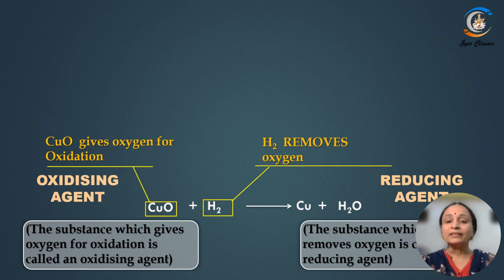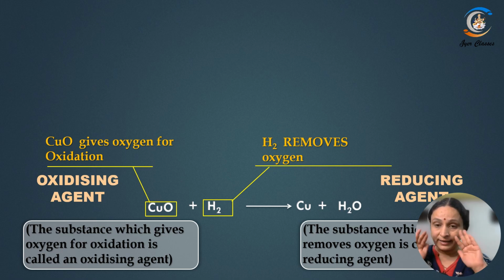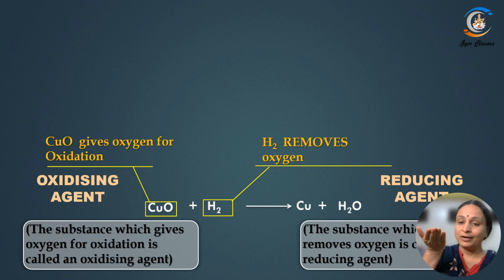Now you can see one thing. The oxidizing agent is getting reduced. And what is happening to the reducing agent? It is getting oxidized. Right? So you can see that the one which provides oxygen is called the oxidizing agent. The one which takes out the oxygen is called the reducing agent. The oxidizing agent gets reduced and the reducing agent gets oxidized, right? Now this is clear? Okay, let us move on to the next slide.